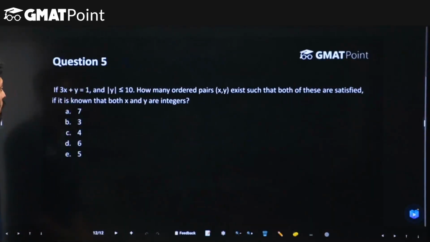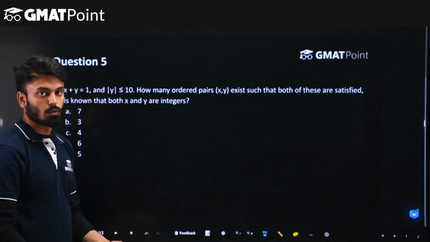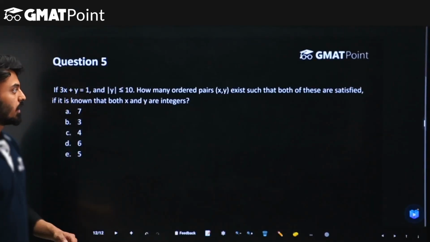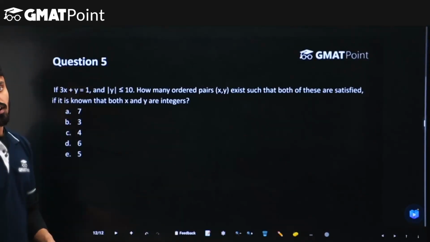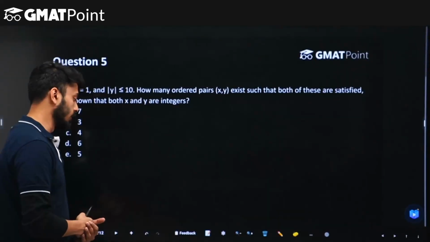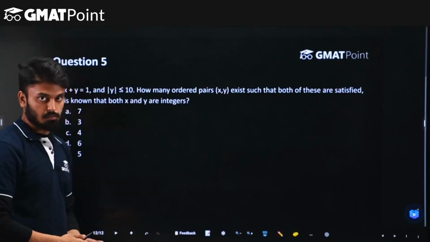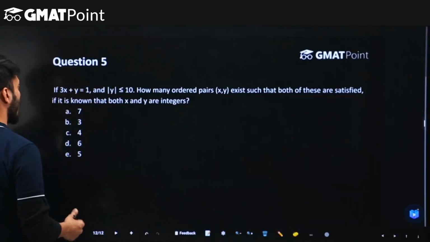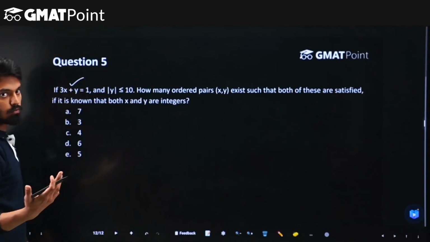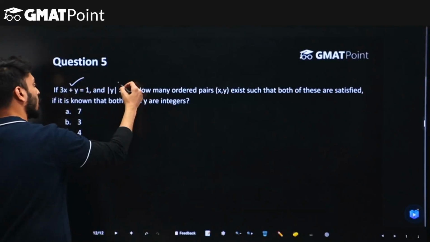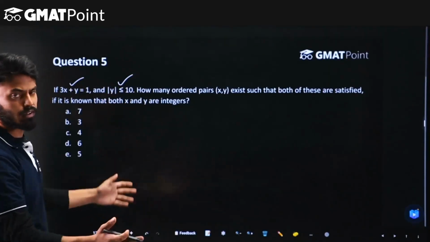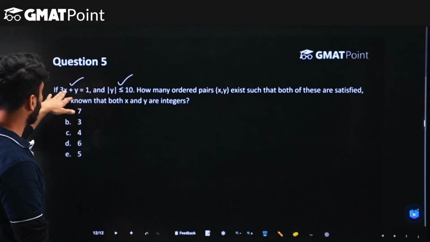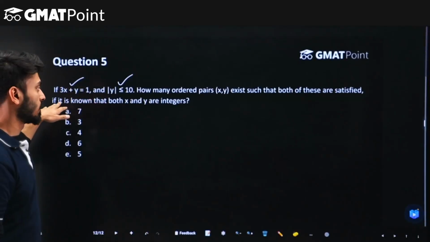Now let's move on to the last question. If 3x plus y is 1 and mod of y is less than equal to 10, how many ordered pairs x, y exist such that both of these are satisfied if it is known that x and y are integers? So this is a lot of information in the question, so let's break it down. I am given one equation that must always be true, and I am given a certain constraint on y. Right? I have a lot of values of y, but there are a finite number. This means that x must also only have a finite number of solutions.